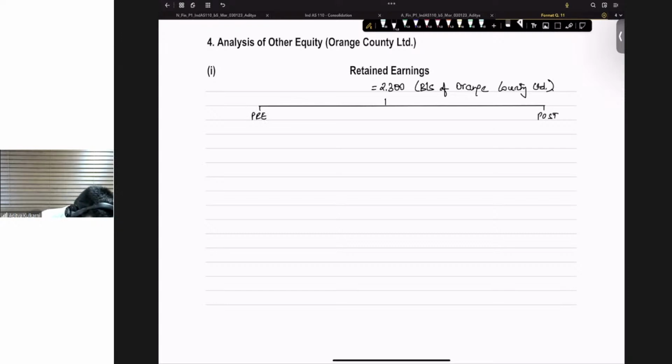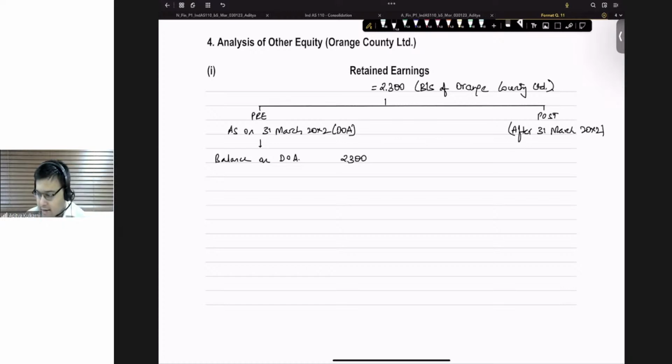What is the pre-acquisition period balance? This will be as on 31st of March 20x2, date of acquisition. Post-acquisition will be after 31st March 20x2. So this is the balance sheet as on 31st March x2, so the balance will remain the same. Balance on date of acquisition 2300. What will be the balance here? Nothing, because everything is being put in on the pre-acquisition date, because we are preparing the balance sheet as on the date of acquisition.